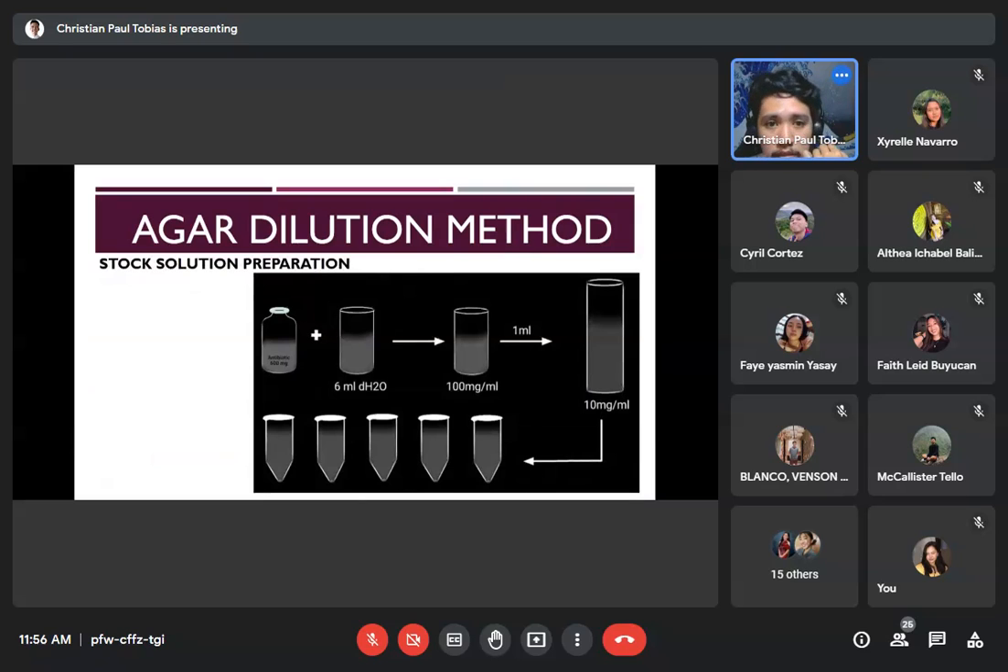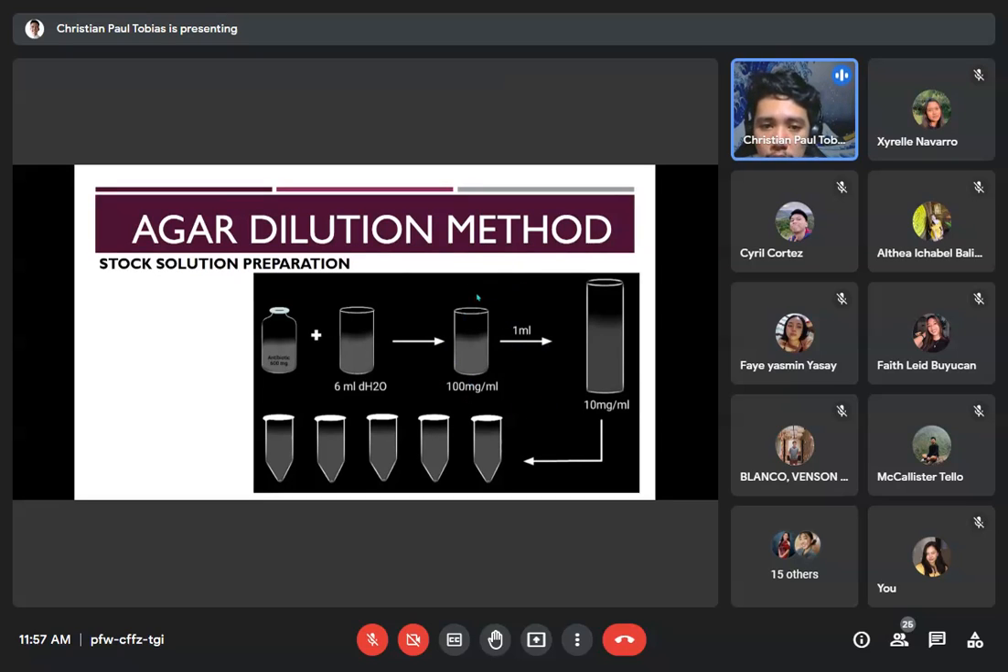So this is the method, no? You have first to prepare your stock solution. So you have your antibiotic. Most of your antibiotics are available in 600 milligrams. So usually available siya sa ganyang milligrams. So you will dilute the 600 milligrams in 6 ml distilled water to make a stock solution having a concentration of 100 milligrams per ml.